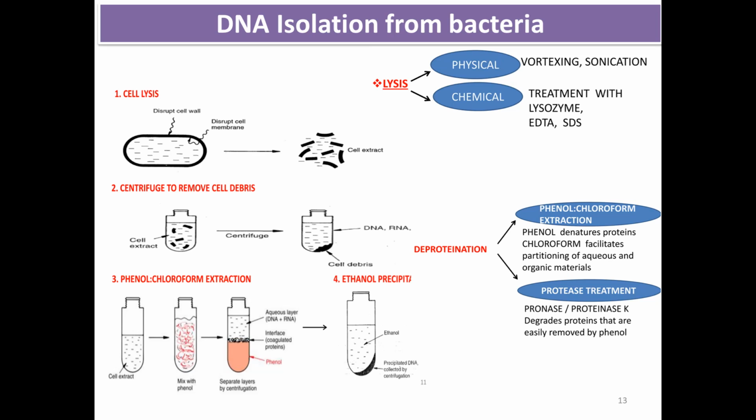Similarly, we can use some enzyme like proteases. These degrade the protein and it can be easily removed by phenol. And another step is ethanol extraction. So we can also use ethanol to remove the protein. And after filtration, we will get the DNA material on the paper, and the other material will come down from the filter paper.